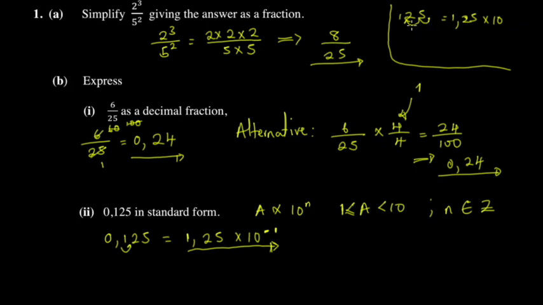But the best way to go about it, especially if you're fast with math, is this: 125 is big, 1.25 is small. I have made my number small, so I have to empower it to the power of the number of shifts that I made here. It means it has to be a positive power. Here we made it bigger, so we have to.